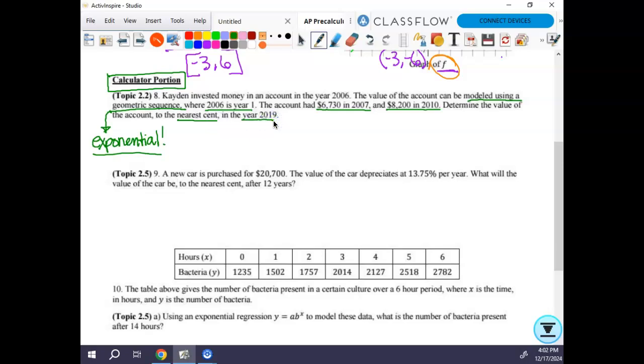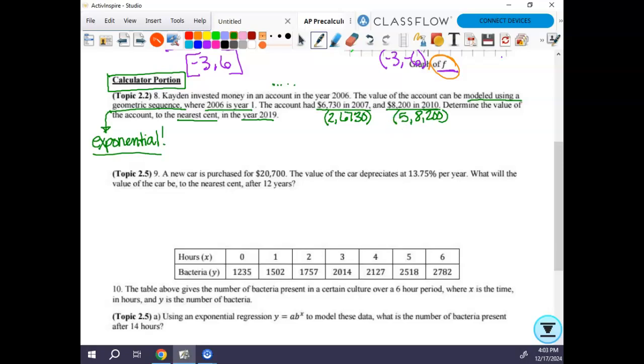Okay, I highly, highly, highly encourage you, when you're talking about time and years, to count on your fingers. And since you can't see my fingers, this is what we're going to do. 2006 is year 1. 2007 would be year 2. So this is 2, 6730. Okay, that's my ordered pair. Okay, 2010. So remember, 2006 is year 1. 2007, 8, 9, 10. We made 5 little dots. That means this is year 5. 8,200.